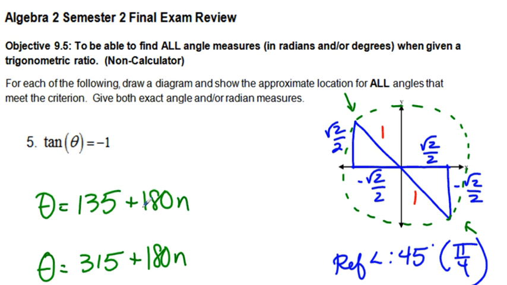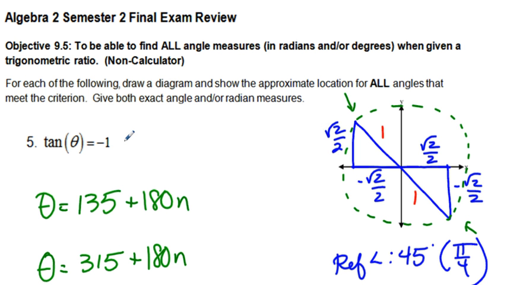So we're going to add that to our location, saying I can stop at 135, but I only have to go another 180 degrees and get a repeated value. Go 180 degrees and get the repeated value. So these are the two locations where the tangent of theta is equal to -1.